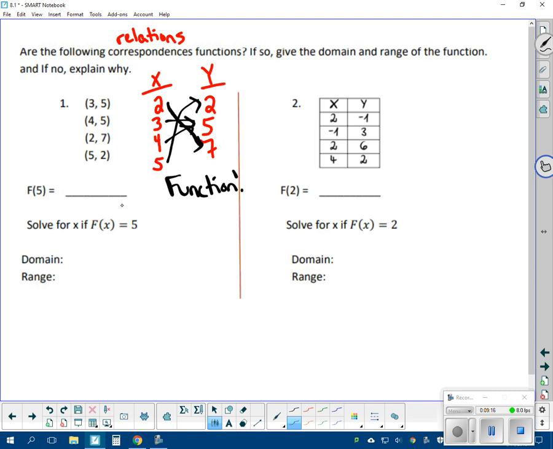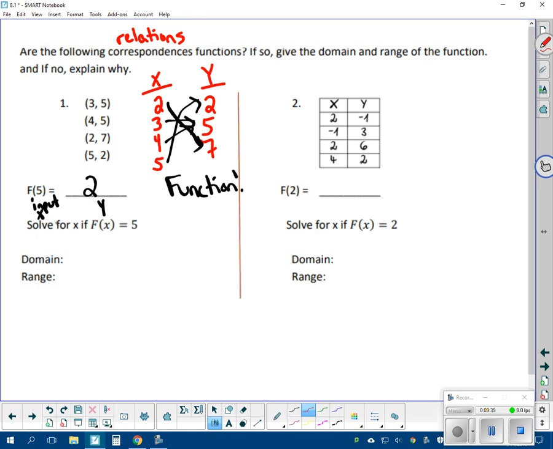Okay. Now they ask us to find f of 5. Is 5 here your input or your output? If it's in parentheses right here, that is your input. So if I put 5 in, in other words, an x value, what is the y value? Well, here's my x is 5, y is 2.